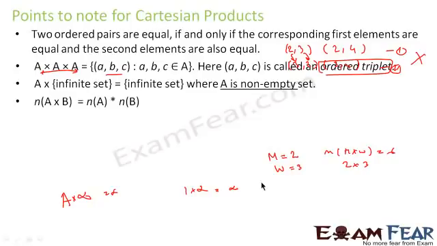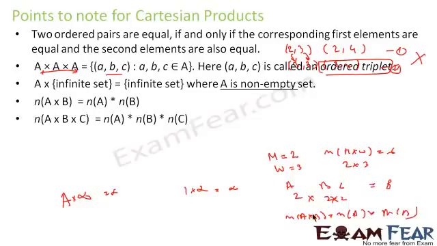Also in the last example we saw there were 3 sets A, B, C, each having 2 elements, and the final product we got had 8 elements. So 8 is equal to 2 into 2 into 2. So that means the number of elements in A cross B is equal to the number of elements in A into the number of elements in B.